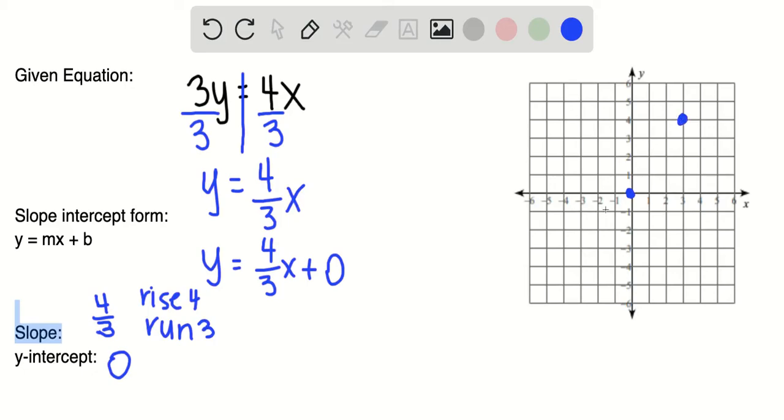To make another point on the left side of the y-intercept, I'm just going to do the same rise over run, but instead of rising 4, I'm going to do the opposite, which would be falling 4. And then instead of running 3 to the right, I'm going to run 3 to the left. So here's my other point on the left side. Once you have all your points, you can take a straight edge and make your line.